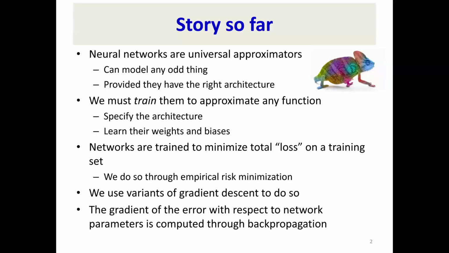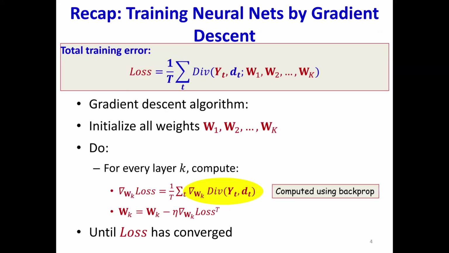This is empirical risk minimization, and we use variants of gradient descent to perform this minimization. And the gradients are computed using back propagation, right? So here was the overall setup. We were given a bunch of training points. We defined a loss over all of these training points, which is the average divergence over the training set. You initialized all your network parameters, and subsequently, you iteratively computed the gradient of this divergence with respect to network parameters, and then you took a step. All the network parameters are updated by taking a step against the gradient.